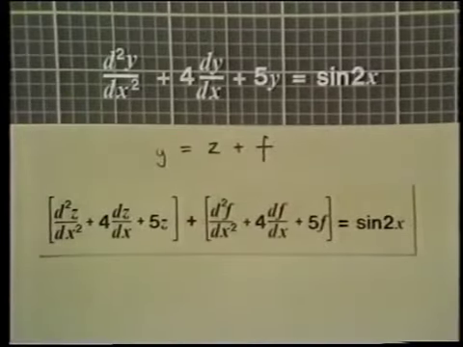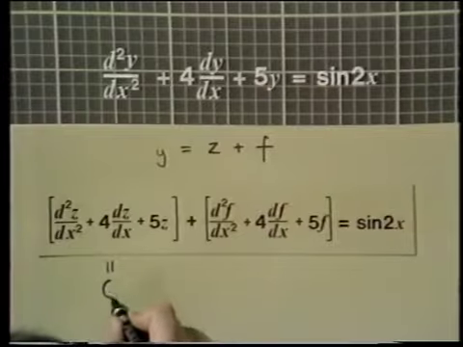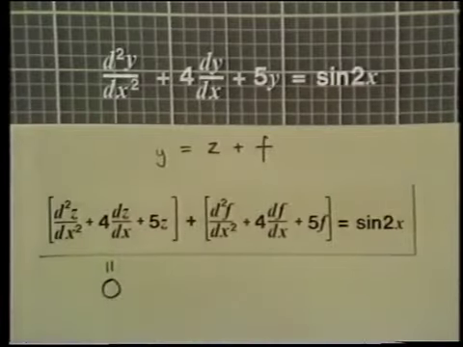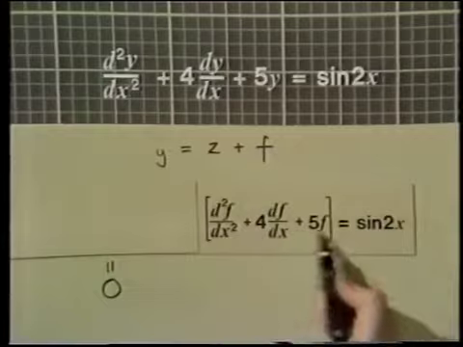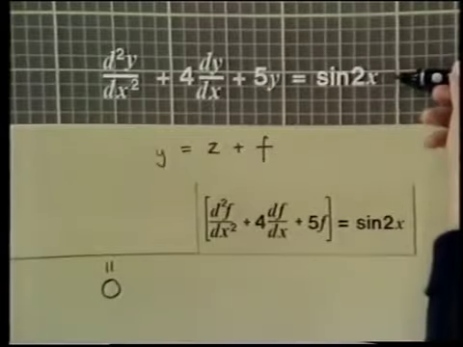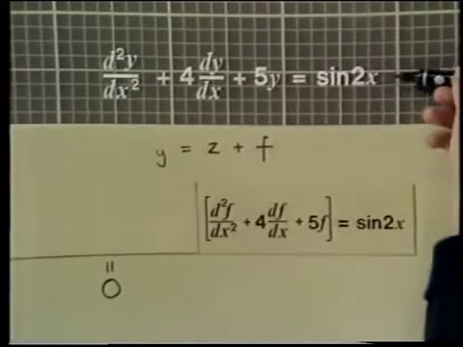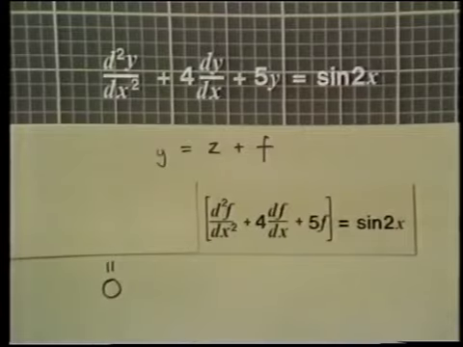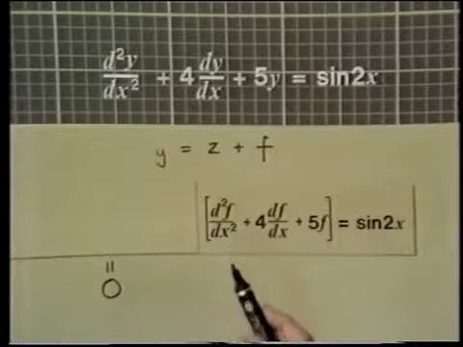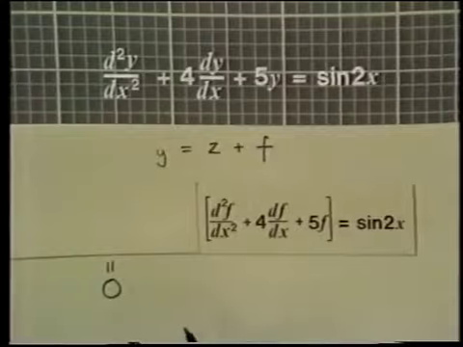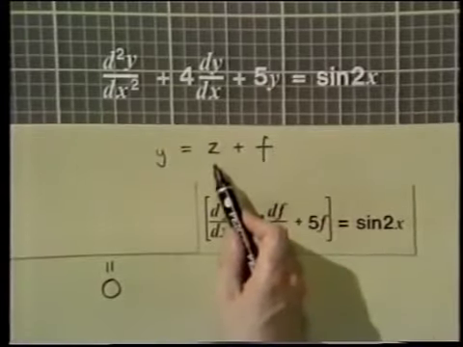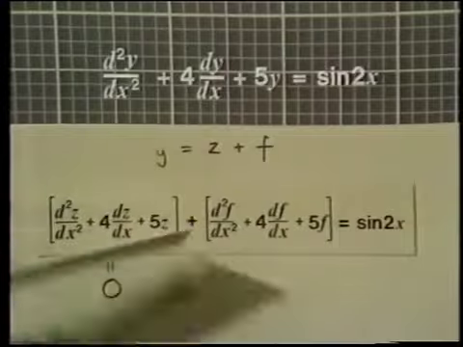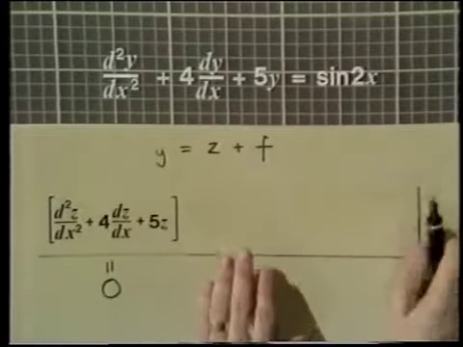Right. Well, suppose I let this bracket be equal to naught. If that bracket is equal to naught, then this bracket must be equal to sine 2x. And that's just the original equation I started off with. Now you can show for yourselves, I'm not going to do it here, but you can show using phasors that there is a sinusoidal solution to this equation. So that f is a sinusoid. But what about z? Well, z satisfies this equation.